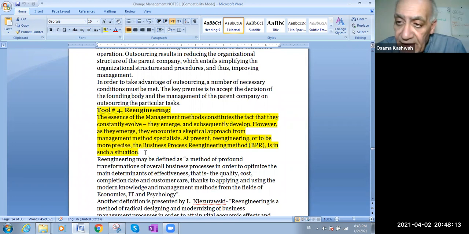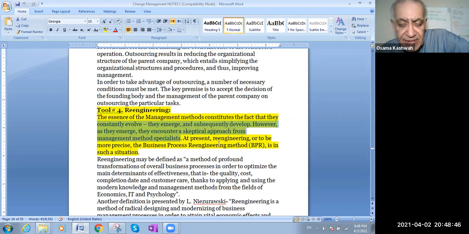Then the type number four of the change is what we call re-engineering. Re-engineering is a kind of revolutionary change in everything in the organization from the roots itself. Okay, the essence of the management methods is the fact that they constantly evolve, emerge, and are subsequently developed. However, it encounters a skeptical approach from management method specialists at present. Re-engineering, or to be more precise, the business process re-engineering method, is in such a situation.